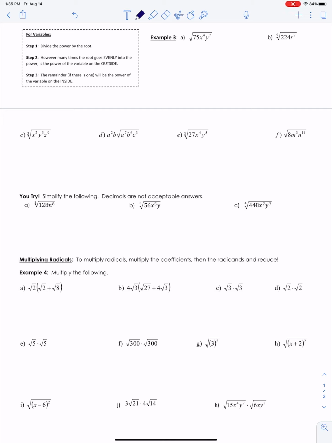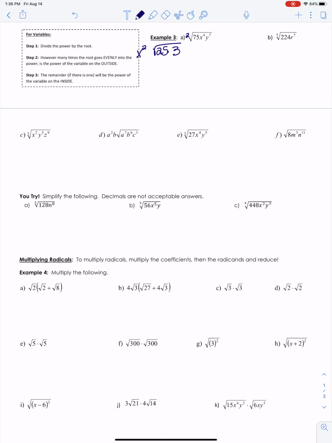So first of all, I'm going to fix the 75. 75 can be reduced because I know I've got 25 times 3. Now remember, if it's just a square root, it's got that invisible 2 right there. We just don't normally write it, so if you want to write it for now to help you remember, that's fine. So you ask yourself, how many times does 2 go into 4? 2 goes into 4 for my x 2 whole times. Now there's no remainder, so I don't have to worry about an x on the inside.